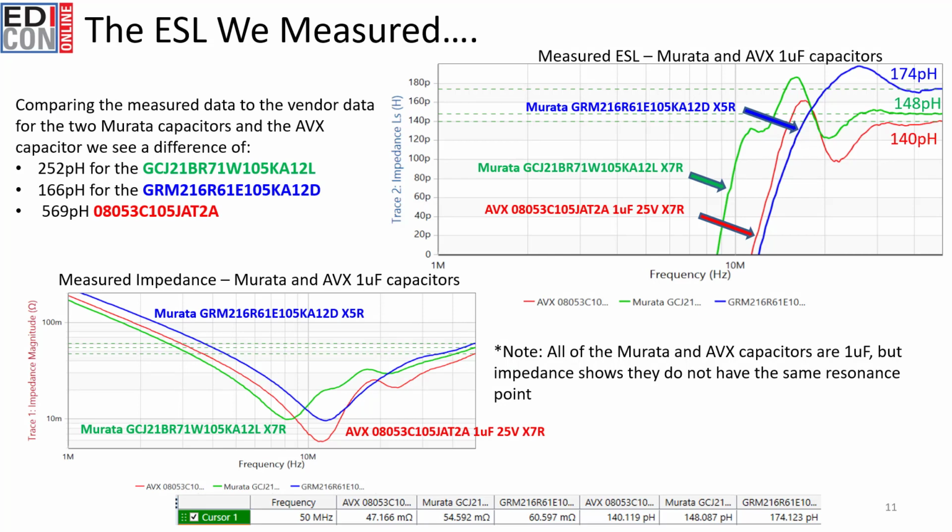So let's look at some actual measured data for these 1 microfarad capacitors, specifically 2 from Murata and 1 from AVX. The graph on the left is a representation of the impedance measurement of the 3 capacitors. The graph on the right is the measured ESL, which is derived from the impedance measurement. So the first question you should ask is, what are we expecting to see? How do we know that the AVX cap should be the same as the Murata cap?